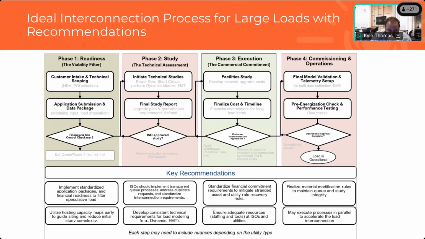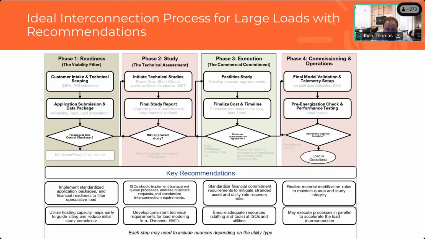So that readiness phase one, this is the viability filter, making sure that the information is provided at the very beginning with application submittals, data packages, checking financial and site control, and moving on from there. If you pass all those checks, you get into the study phases where you're now doing the technical studies, all the studies that we just mentioned, the power flow, short circuit, dynamic studies, and screening for EMT, and then running EMT where applicable, creating that final study set of reports and findings.